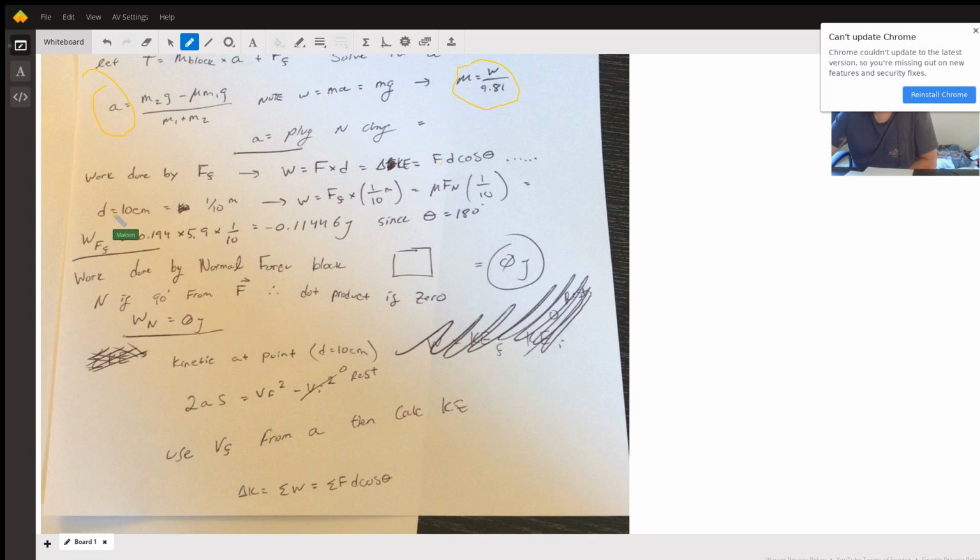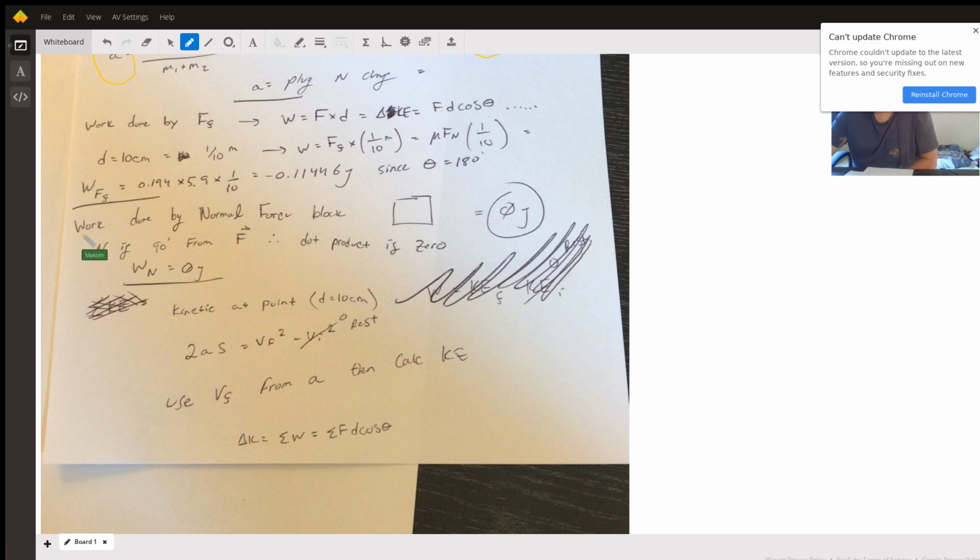So they gave us distance in centimeters, converted to meters. And we know frictional force is mu times the force of normal times the distance. Plug and chug, I got -0.11446 joules.